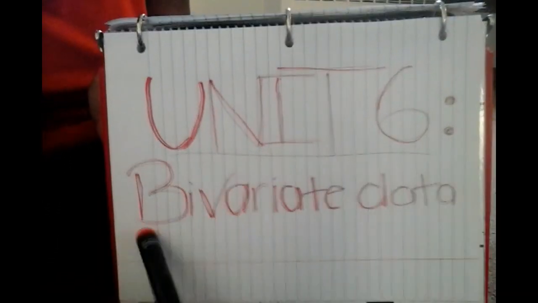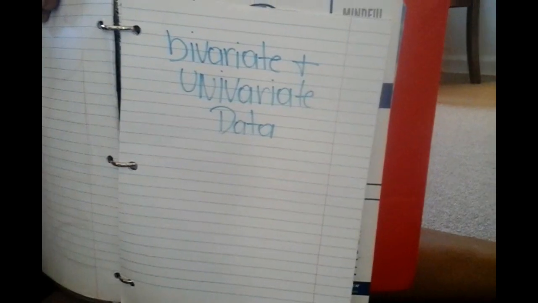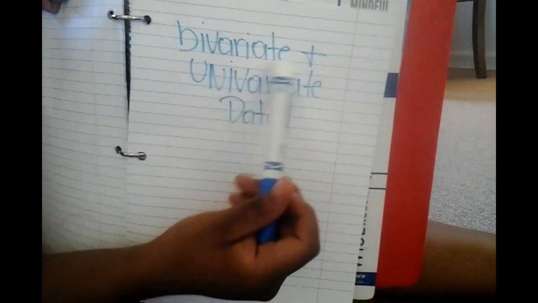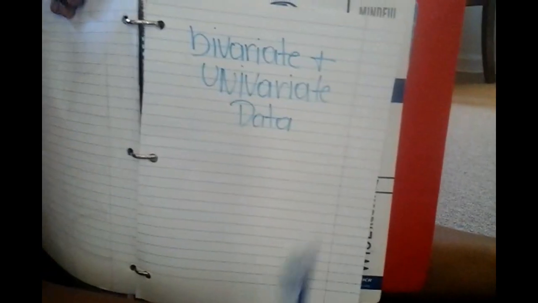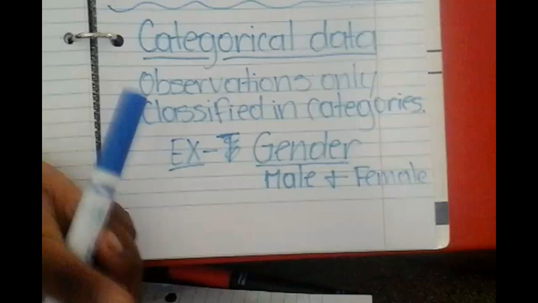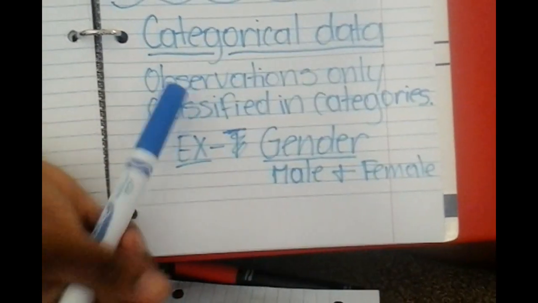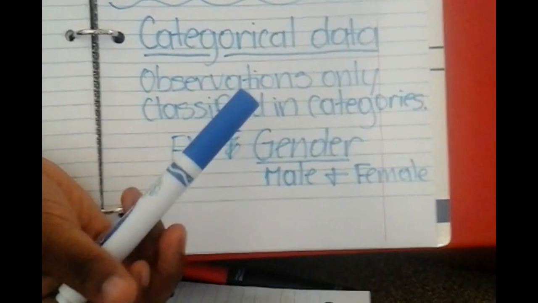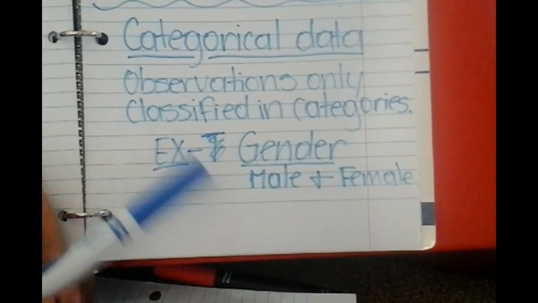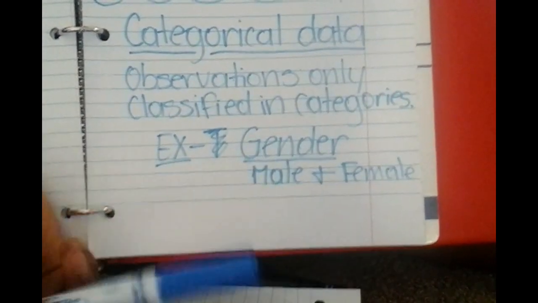Unit 6, bivariate data. Bivariate and univariate data: bivariate means 2 variables, and univariate means 1 variable. Categorical data: observations only classified in categories. Example, gender, male and female.